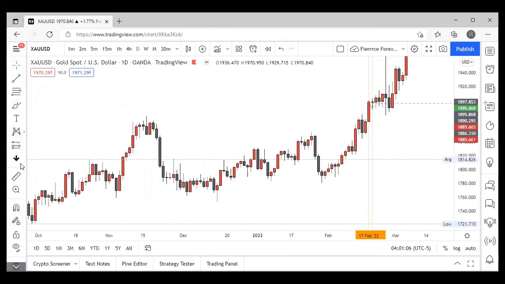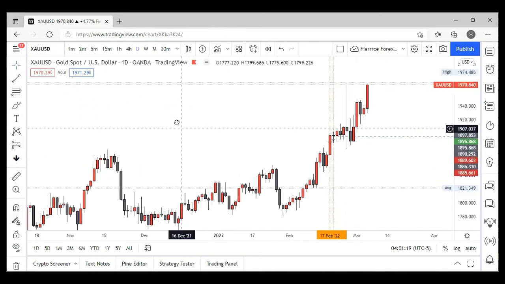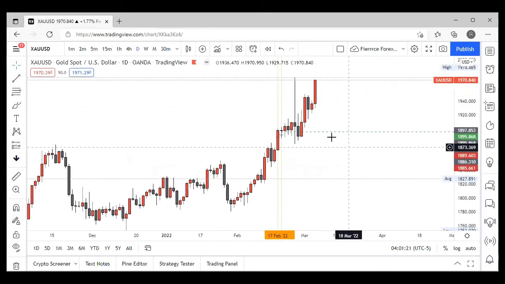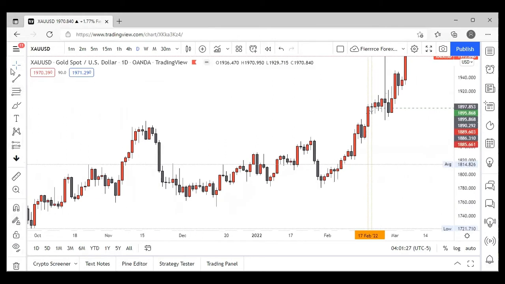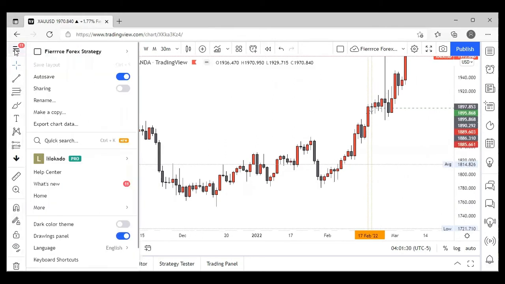Now this is a toolbar which you're going to be using frequently, at least some of these items here, to put drawings and markings on your chart as you're doing your analysis. For example, you can see this green dotted line here. I got it from this toolbar here. So let's just go through the toolbar and then we can see how to use it.